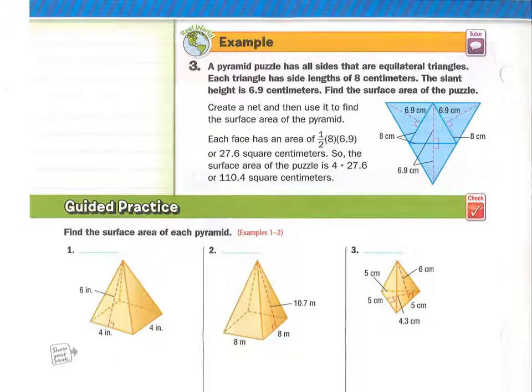So here's your base. Okay, it has a side length of 8, and the slant height of the whole thing is 6.9. Okay, each face has an area of 1/2 times 8, which is the side length, times 6.9. So each face has an area of 27.6. The surface area of the puzzle is 4 times 27.6 because all the triangles are the same. So 4 times that is 110.4 square centimeters. Pretty easy, right? We just kind of made it a little quicker.